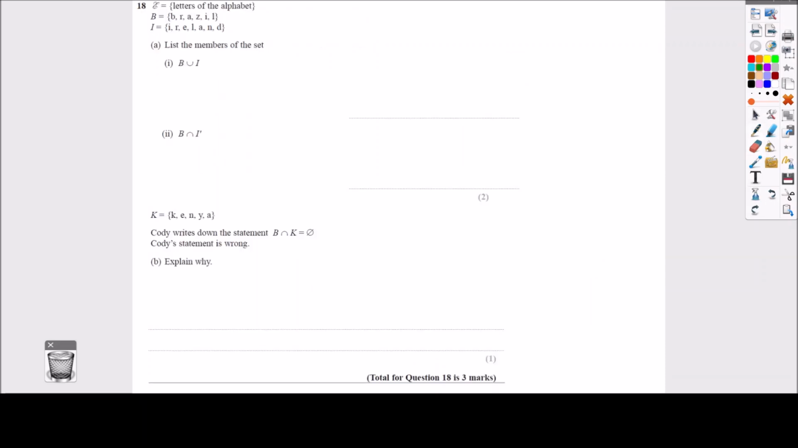Question 18. So we've been told the letters that are in Brazil, the letters that are in Ireland, and for part 1 we're being asked to work out B union I. That means which letters are in B or I or both. So let's start off with all the ones that are in Brazil. So B, R, A, Z, I, and L, and then also in Ireland. But don't double count the letters. You're going to lose the mark if you write down Brazil, Ireland.